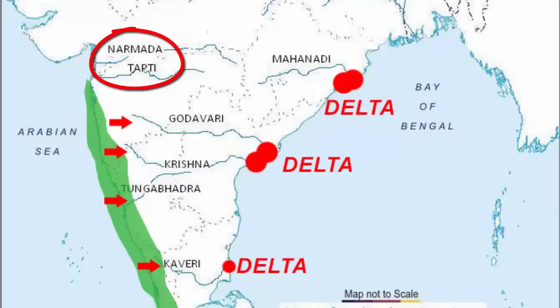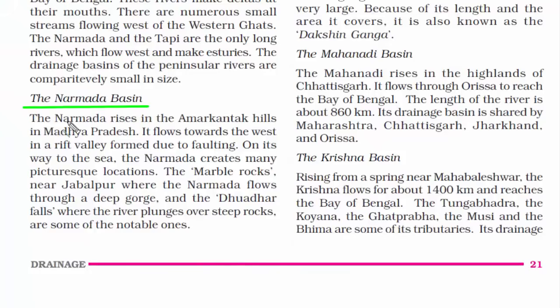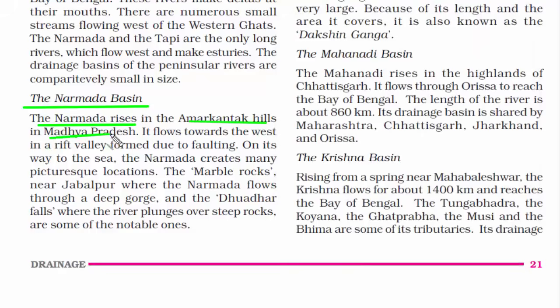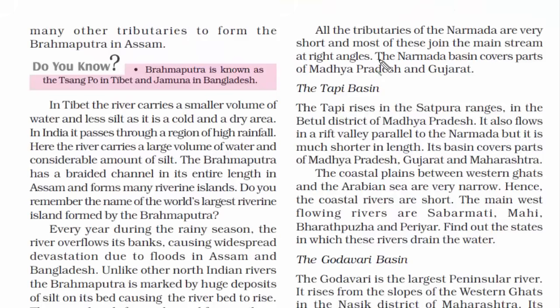The Narmada and the Tapi are the only long rivers which flow towards the Western Ghat into the Arabian Sea. Now let's talk a little about the Narmada Basin. It rises in the Amarkantak hills in Madhya Pradesh, and we know that this river moves towards the western side. And you will get to see some picturesque locations like the Marble Rocks near Jabalpur and the Dhuadhar Falls. Near these areas, this river plunges over steep rocks, which means it falls from steep rocks, creating a beautiful waterfall. And then all the tributaries of Narmada are very short.